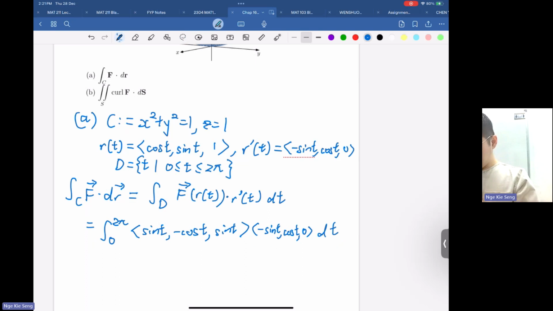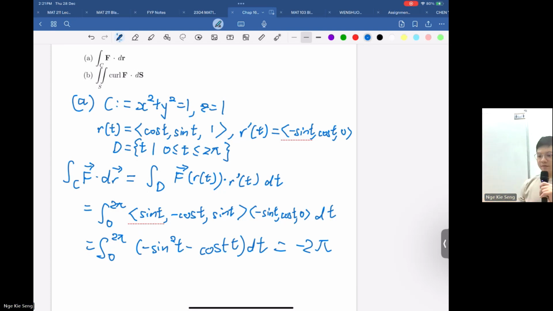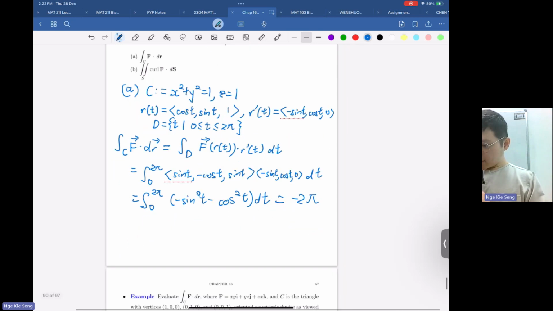Okay, so how to compute this? Do this. So this one we will get minus sine t squared t minus cos squared t dt. And then you should get minus 2 pi cos squared t, right? So you are integrating minus 1 actually. Integrating minus 1, so you get 2 pi. But you have a minus, so you get minus 2 pi. So this is the line integral. Okay, that's done. How about the flux?